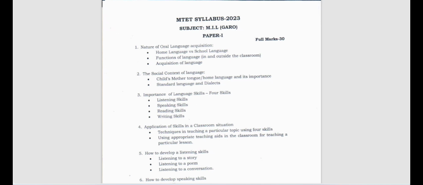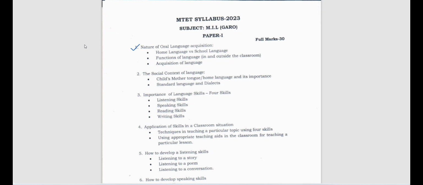So let's see paper 1, that is the LP section. Those who want to become teachers for classes 1 to 5, this is for you. Let's see what we have. In number 1 we have the nature of oral language acquisition. Whenever you hear the word oral, what do you understand? You understand that it has something to do with the mouth, with the voice. Oral means mouth. So what is the nature of oral language acquisition? How do we acquire oral language?